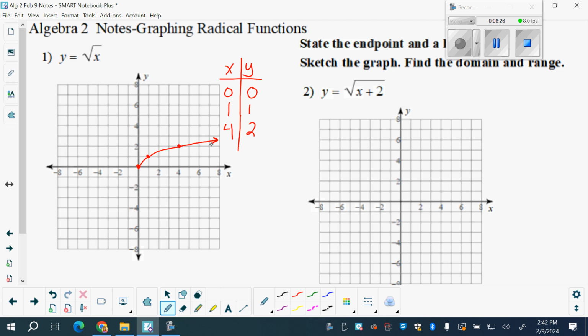If you look at it sideways, it's half of what? What would it be half of if you look at it sideways like that? Yes, half of a parabola. And that is because a square root and a square are inverses of each other. Okay?